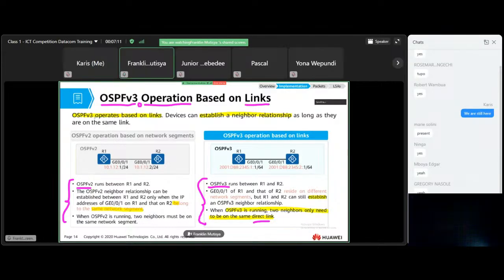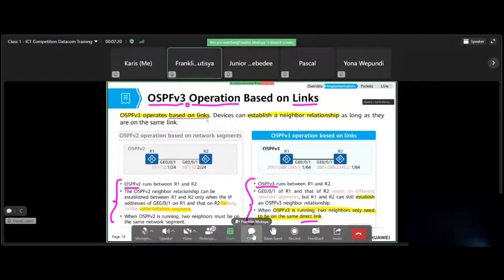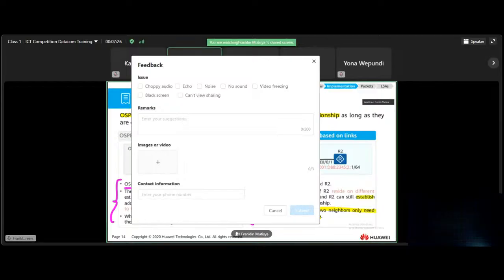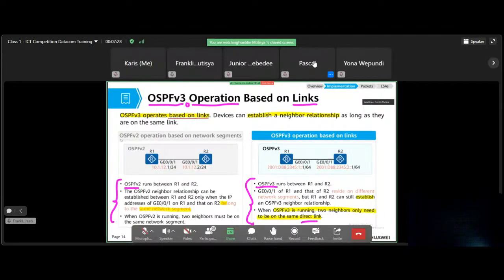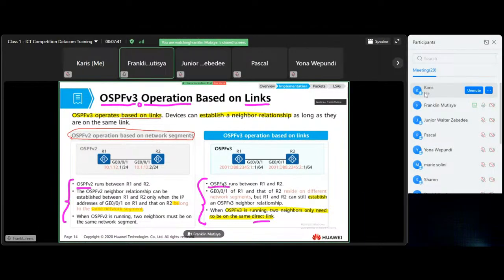Thank you. So OSPF version 3. Now this one operates based on links, not the network segment. OSPF version 2 operates based on the network segment. But for OSPF version 3, here we run the OSPF between the links, right? This link here.